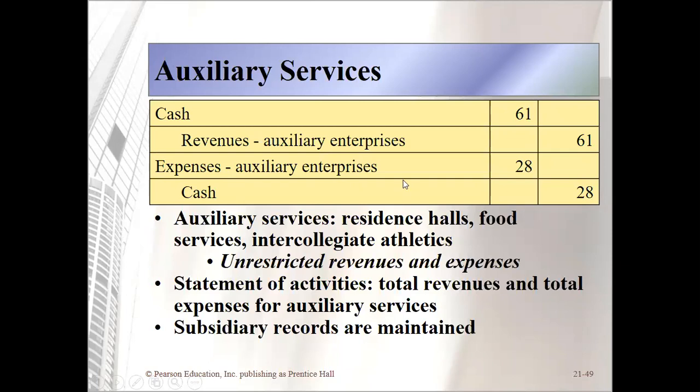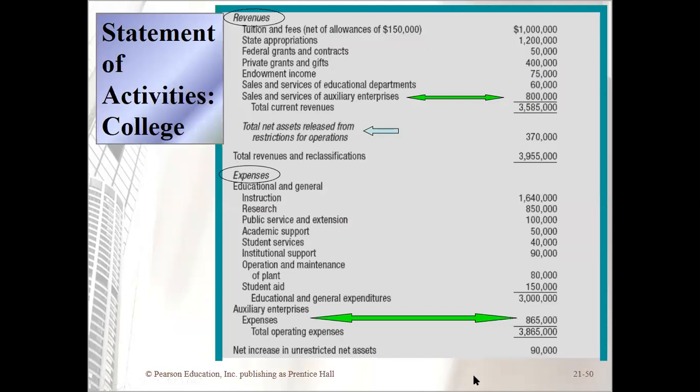All right, then for auxiliary services, we have here the revenues from it and then the payment of expenses. Of course, because they are part of the operation, they have to form part of the statement of activities. This is for colleges and universities, so the statement of activities is a combined form of the statement of operations and statement of changes in net assets, or for profit organizations, the statement of comprehensive income and statement of changes in equity. Subsidiary records are maintained. All right, and here are the sample financial statements for the college.